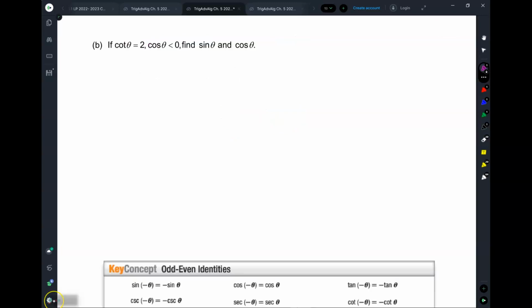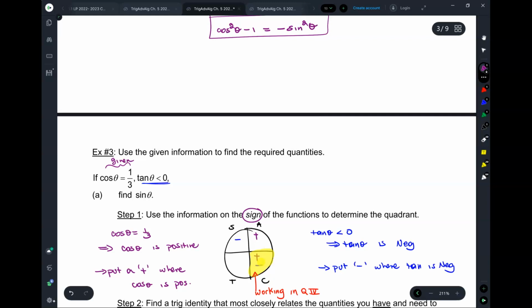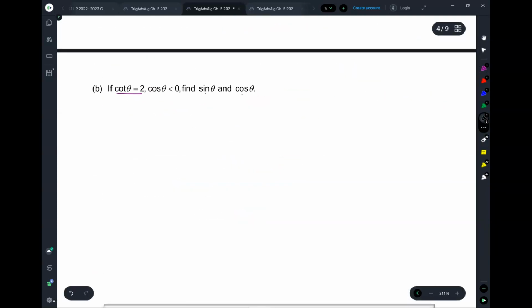Okay, for this one, we're going to follow the same steps. We're given cotangent. We need to find sine and cosine. Okay, go up here. The first step was draw the unit circle and figure out which quadrant we're working at. So that's what we're going to do. So draw the unit circle. And remember, it's all students take calculus.